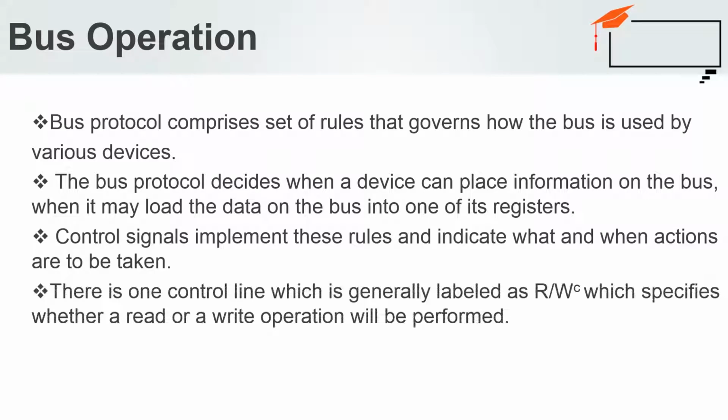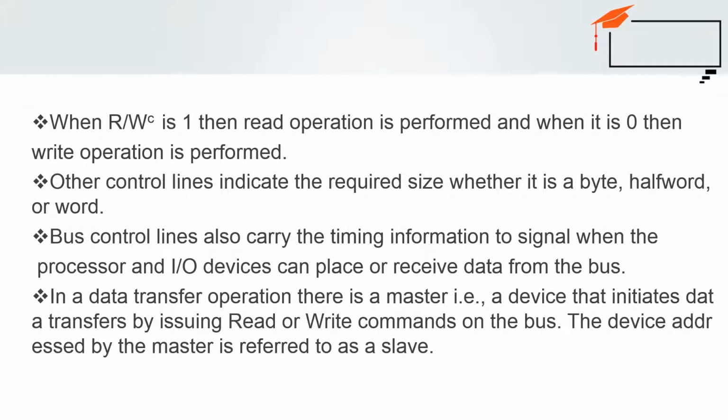There is one control line, generally labeled RWC, which specifies whether a read or a write operation will be performed. When RWC is 1, a read operation is performed, and when it is 0, a write operation is performed. Other control lines indicate the required size, whether it is a byte, half word, or a word. Bus control lines also carry the timing information to signal when the processor and input-output devices can place or receive data from the bus.